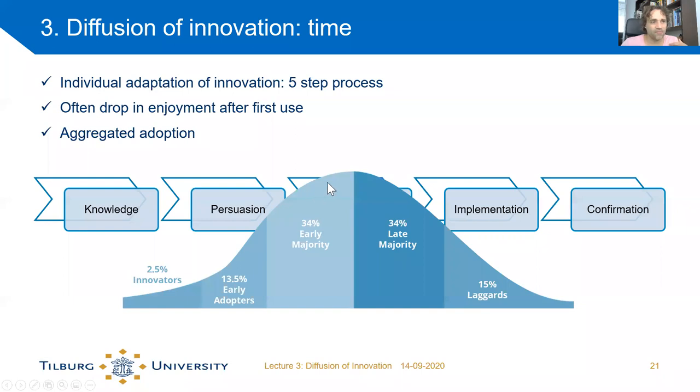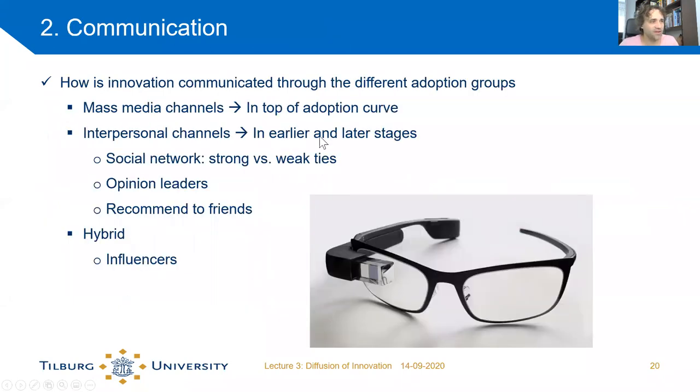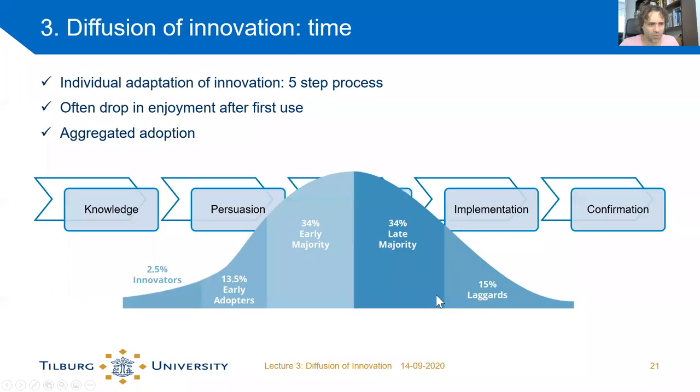Then later on, it's probably mass media. And finally, in the later stages, the laggards are mostly convinced by, again, interpersonal communication. So, just think about explaining to your grandma how a mobile phone works.